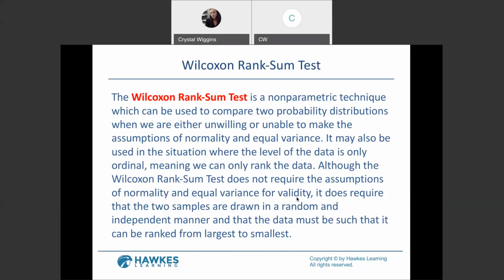Although the Wilcoxon rank sum test does not require the assumptions of normality and equal variance for validity, it does require that two samples are drawn in a random and independent manner, and that the data must be such that it can be ranked from largest to smallest. Okay, same assumptions we're used to.